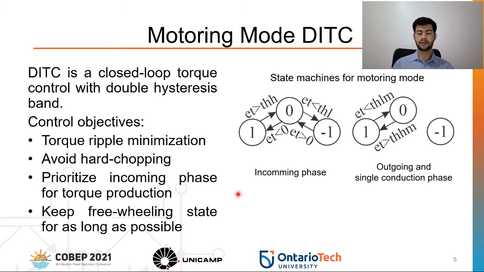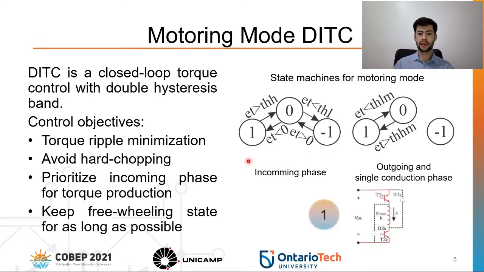For example, in the figure on your left, we have the state machine for the incoming phase, while the figure on your right displays the state machine for the outgoing or single conduction phase. Here we can see that the electromagnetic torque error is compared with thresholds. We have higher thresholds, lower thresholds, and medium lower and medium higher thresholds. According to these equations, a different state will be applied on the SRM phase.